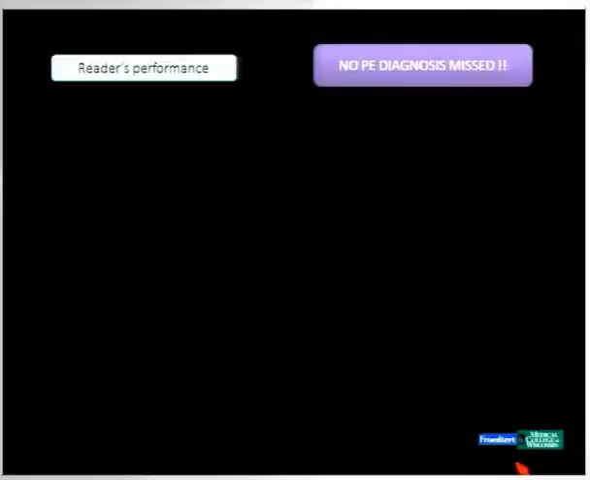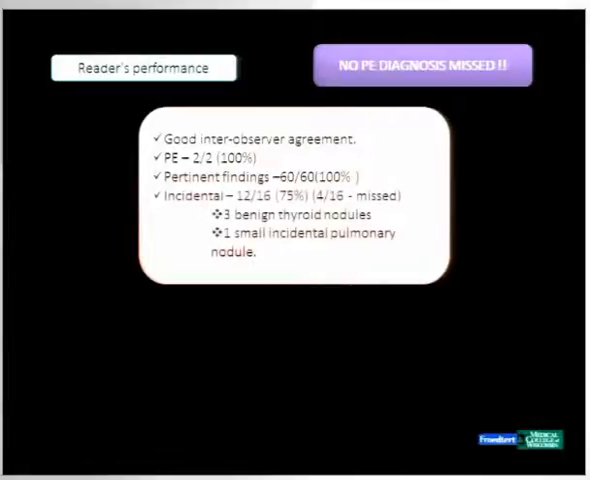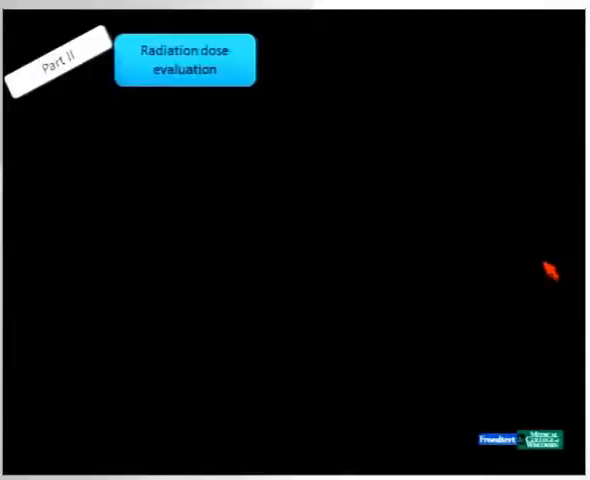Looking at the reader performance, we did not miss a PE. As expected, there was extremely good inter-observer agreement. 2 out of 2 PE were identified. Pertinent findings, 60 out of 60 were identified. 4 out of 16 incidental findings were missed. These were 3 benign nodules and 1 small incidental nodule. The third reader had the opportunity of looking into the future reports or records of the patients, making sure that none of these findings actually influenced the management or outcome of the patient.